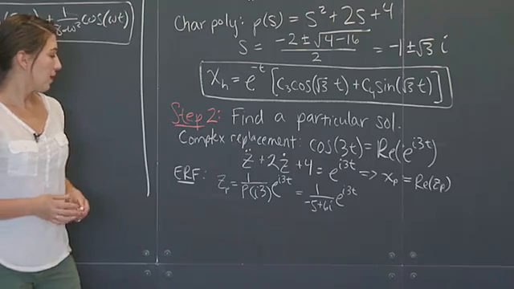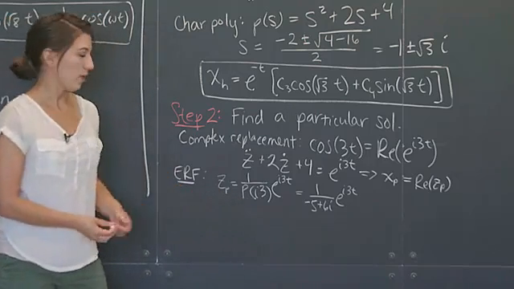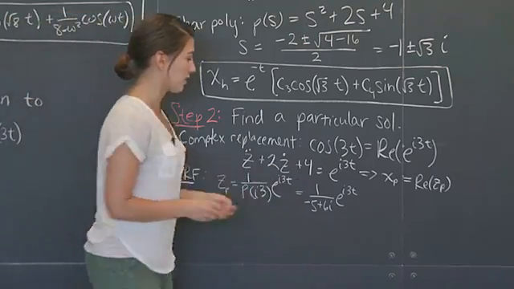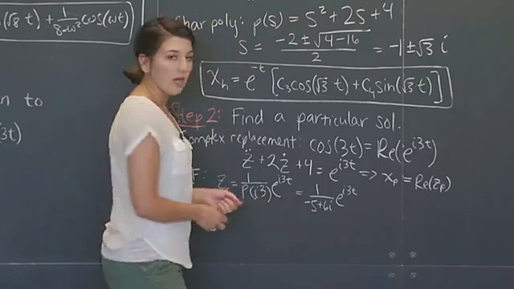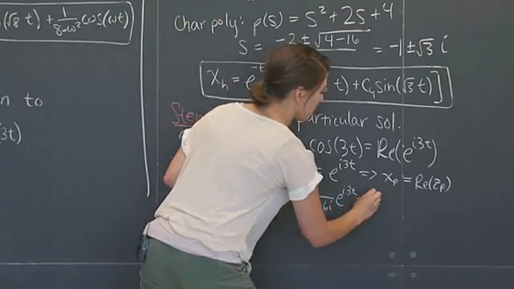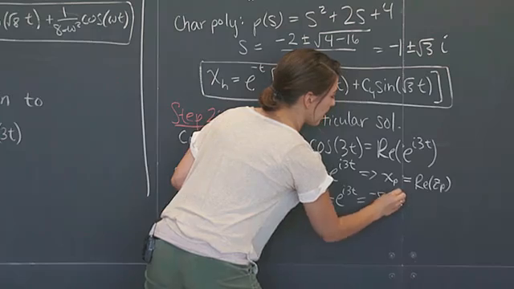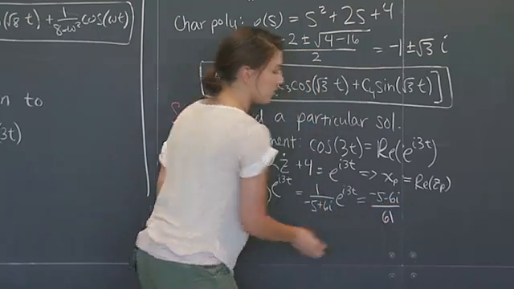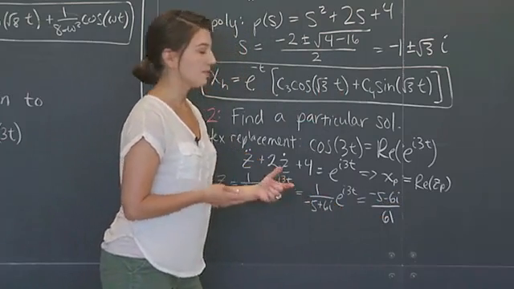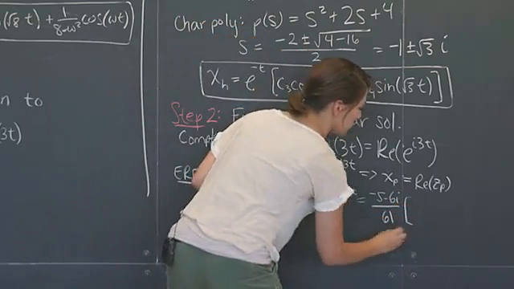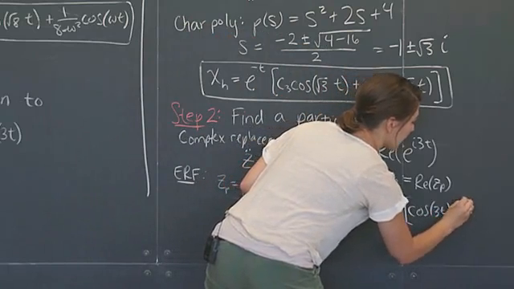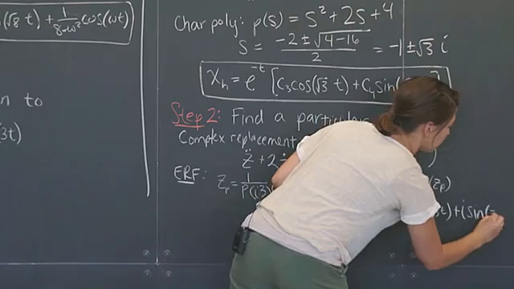We want to extract the real and imaginary parts from z sub p, so we're going to rationalize this complex fraction by multiplying by the complex conjugate of the denominator. So we get that this is equal to minus 5 minus 6i over 61 once you simplify. We're also going to write e to the i3t as the sum of sines and cosines, so multiplied by cosine of 3t plus i times sine of 3t.